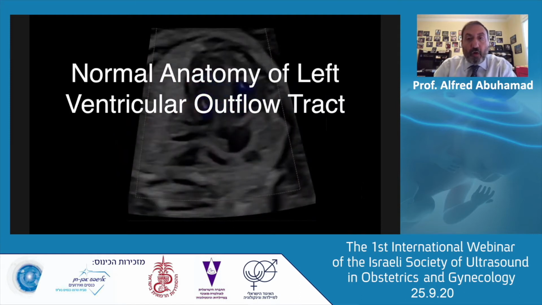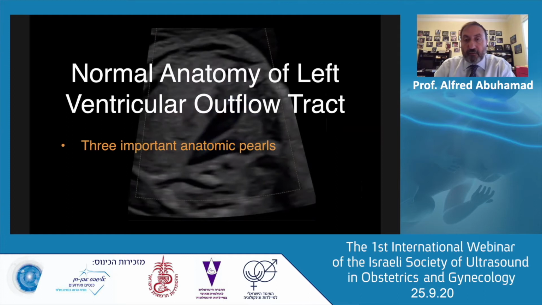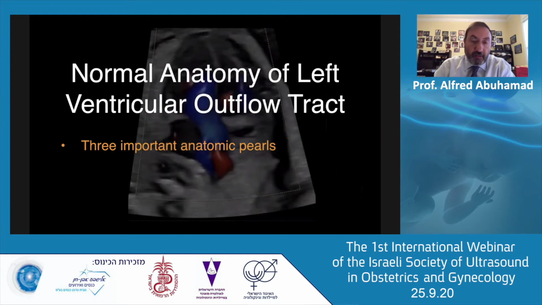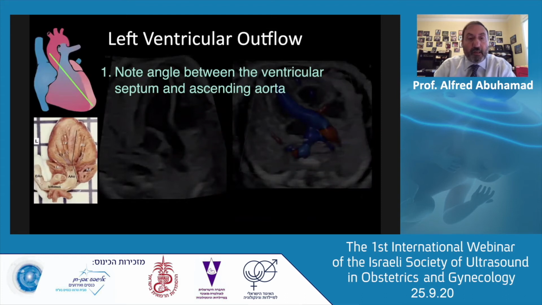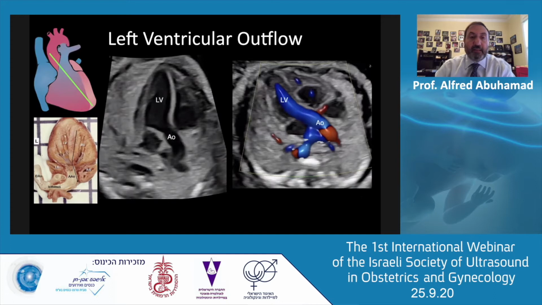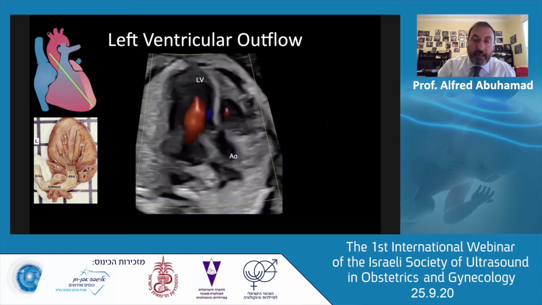So what is the normal anatomy of the left ventricular outflow tract? First, there are three important anatomic pearls I want to share with you. The first one is note the angle between the ventricular septum and the ascending aorta. So here you see that the left ventricular outflow tract, the five-chamber view, there is a slight angle between the ventricular septum and the ascending aorta in the normal conditions. And you see on an anatomy specimen also that angle.